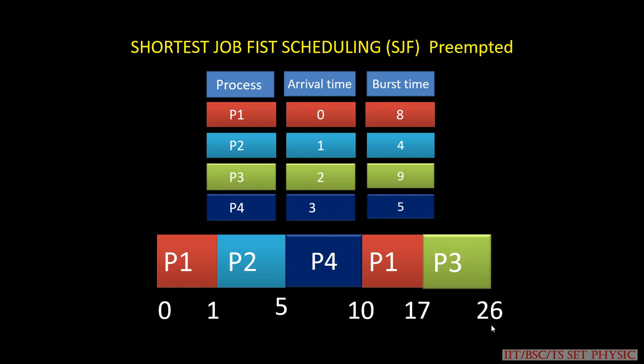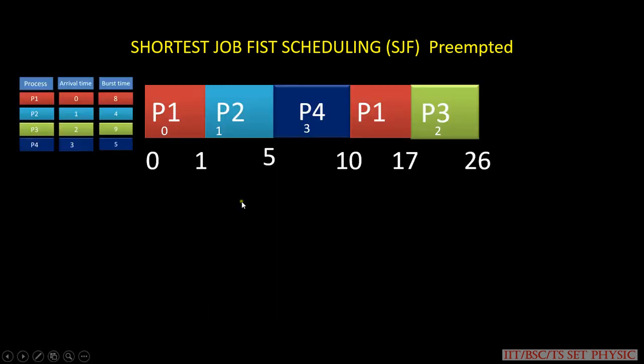Now, how do we calculate the waiting time for the individual processes? The values are like this.